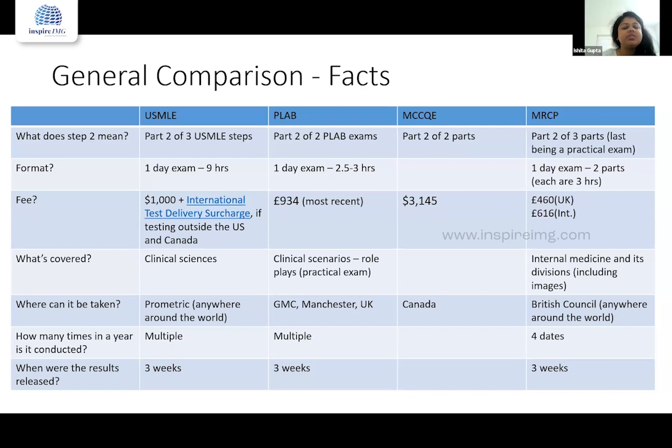Now, how's the format for this? The USMLE Part 2 or USMLE Step 2 is a 1-day exam.